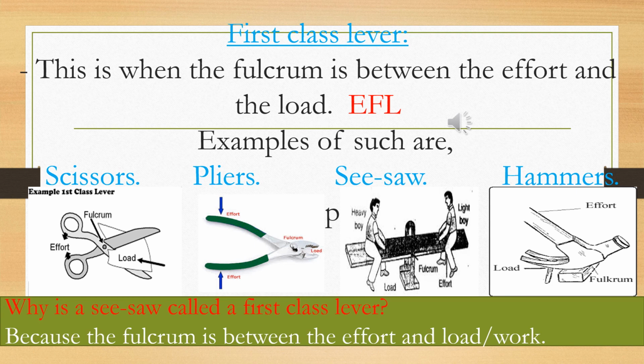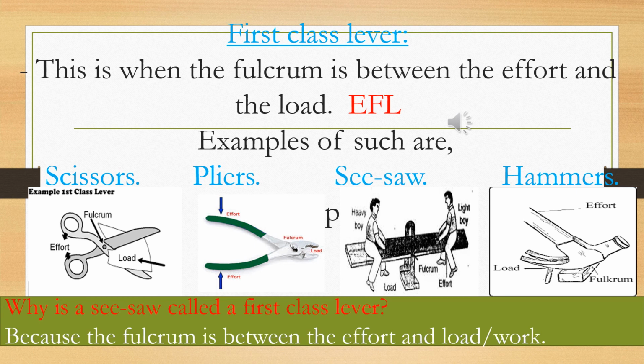Let's look at the hammers. The same story. When you look at the hammer, this hammer is plucking out a nail from a piece of wood. So the piece of wood is the load. Fulcrum is still fixed, and then the effort is applied in order to pull out the nail. So that is a first class lever.